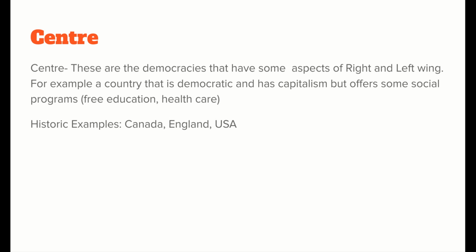There's a discrepancy between wealthy and poor. People can own their own houses, own their own businesses, own their own equity and capital. But also we have free education and healthcare. However, there are also limitations to that free education and healthcare.